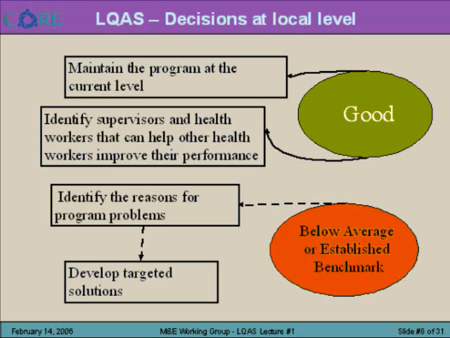Conversely, for those sub-areas where performance is below average or below an established benchmark, program managers will have enough information to further investigate the reasons for program problems in these sub-areas and to develop some targeted solutions. This is the power of LQAS, to be able to flag areas at the local level, enabling local managers to make informed decisions that will affect the performance in these sub-areas. In other words, using available data from LQAS for informed decision making.